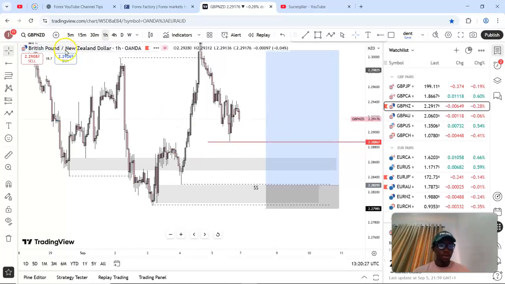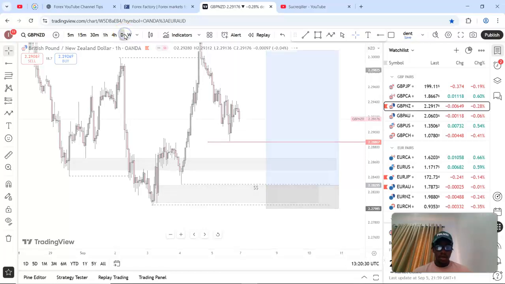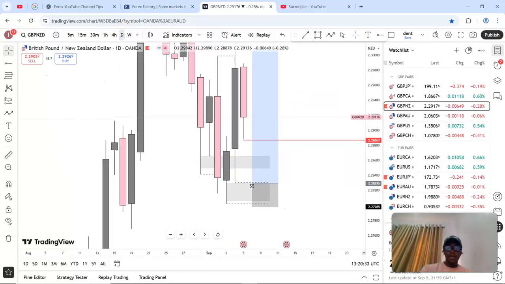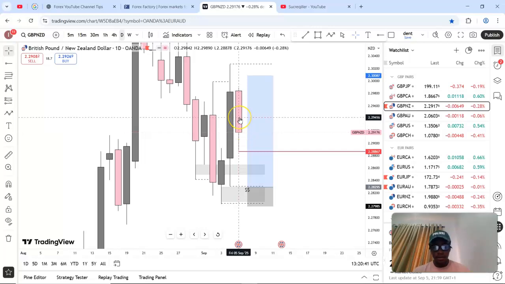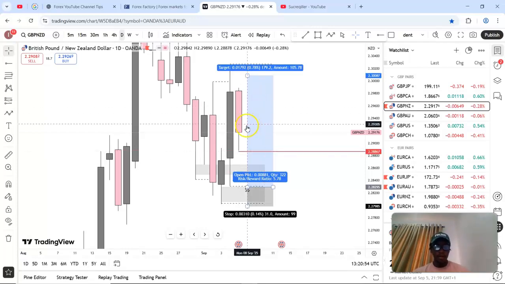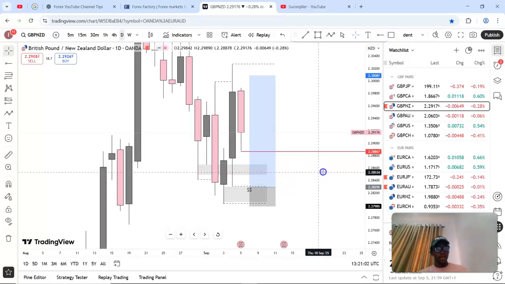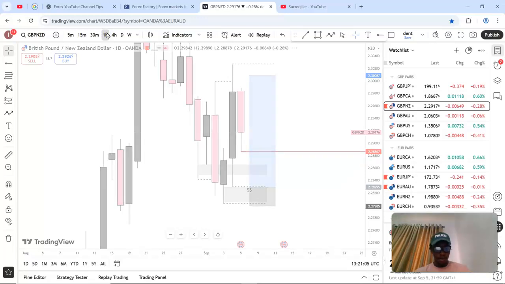So on GBPNZD, let's go to the daily time frame. These red lines, I always mark them on the daily time frame because they serve as liquidity. This was on Friday. So this is the previous day low. When we get to the next trading day, Monday, this is going to be the previous day low. So I'm just waiting for it to clear out the liquidity, clear out this low, then react. After reacting, I'll be able to get into the trade as well.